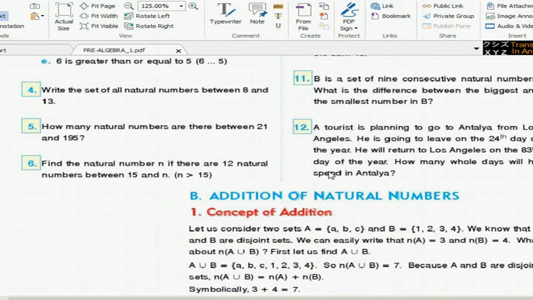Look at that. Can you read this question, everybody? A tourist is planning to go to Antalya from Los Angeles. He is going to leave on the 24th day of the year. So it starts after 24. After 24, and he will return on the 83rd day of the year. How many whole days? Actually, this is the question: how many natural numbers are there between 24 and 83?